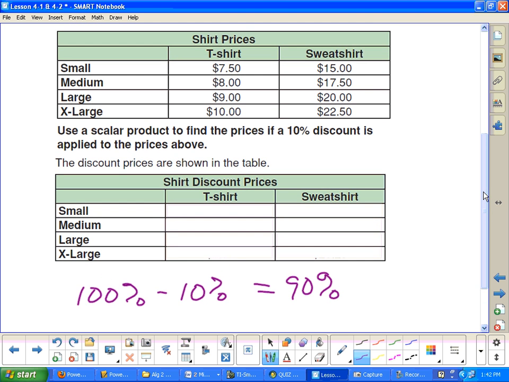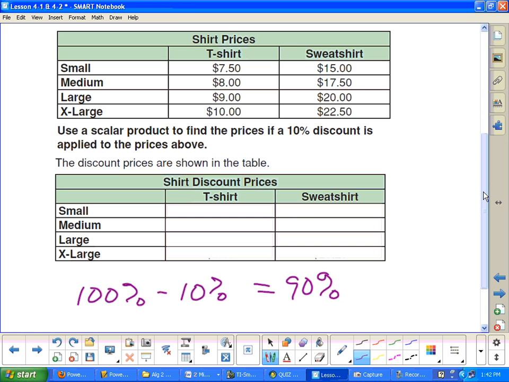So what if it's an increase of 20%? Then what am I going to multiply by? Miss Gibson says 1.2. So I have 100% plus 20%, and that would be 120%, so we would multiply by 1.2. What if it was a 220% increase? Then we'd multiply by 2.2.